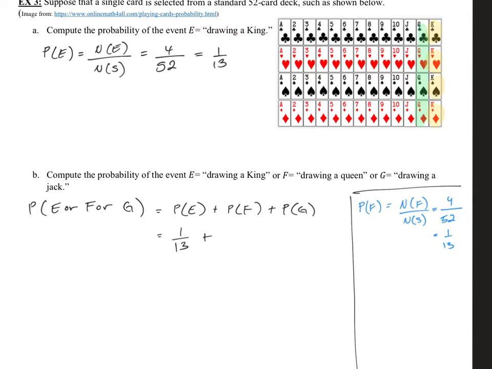How many jacks do we see? I see 4. So the probability of the jacks is going to be the number of jacks divided by the number in the sample set, which is going to be 4 divided by 52. Once again, 1/13. So we get 1/13 every time, which comes out to being 3/13. And that is the probability of drawing a king, a queen, or a jack.